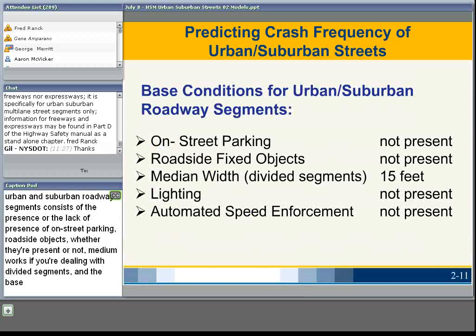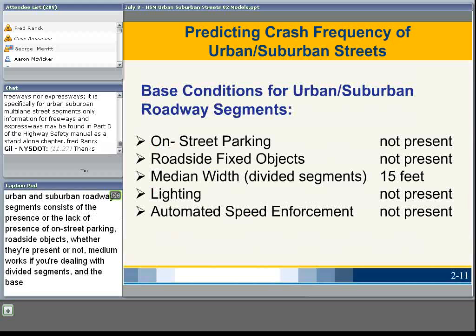The safety performance models address five types of roadway segments. The first one is 2-lane undivided arterials. The second is 3-lane arterials, which includes 2 lanes plus a center two-way left turn lane. The third is a 4-lane undivided roadway. Fourth is a 4-lane divided roadway, which includes a median or depressed median. And then the 5th is a 5-lane arterial, which includes 2 lanes each way with a center two-way left turn lane.